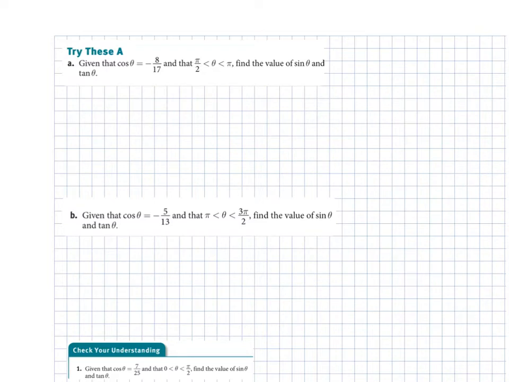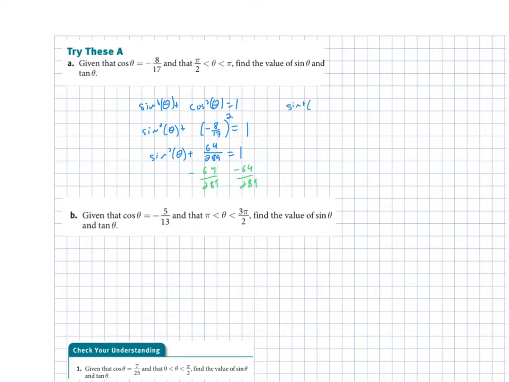So for this one, it gives me the cosine. So again, if I'm thinking about sine squared theta plus cosine squared theta equals 1, I don't know sine, so sine squared theta plus negative 8/17 squared equals 1. And this is, again, a little bit where maybe just a 4-function calculator can help. Sine squared plus, that winds up being 64 over 17 squared, which again is going to be 289, equals 1. I can subtract that from both sides, so minus 64/289, minus 64/289.